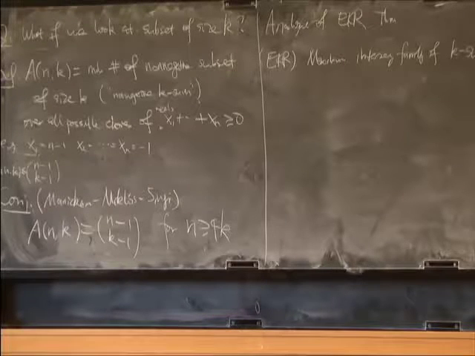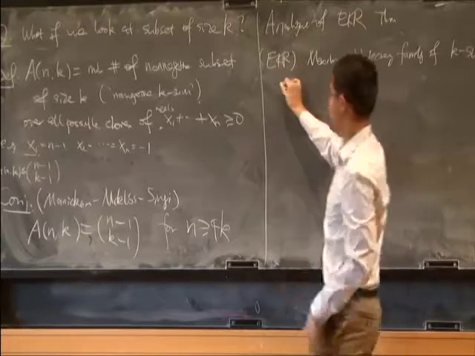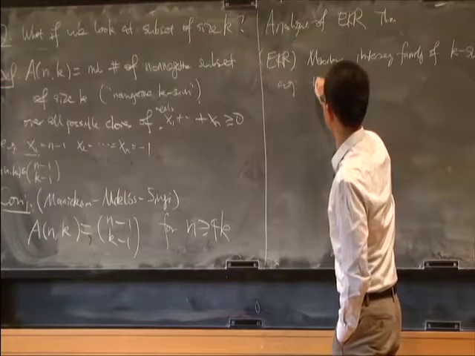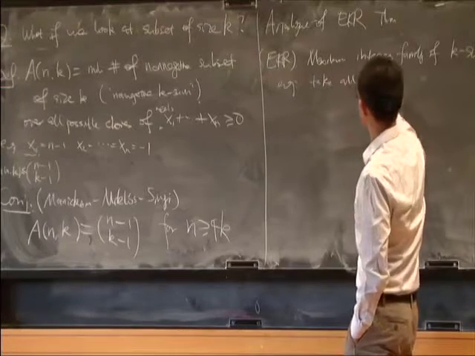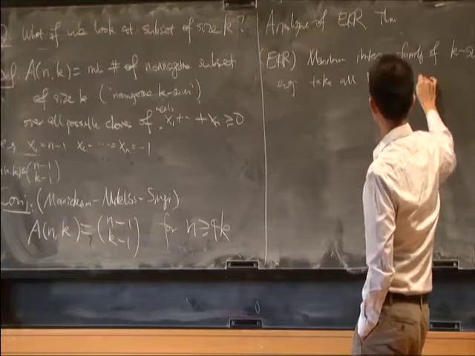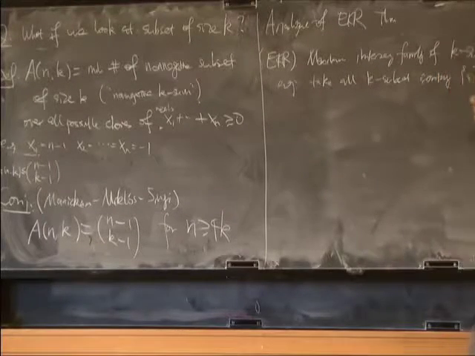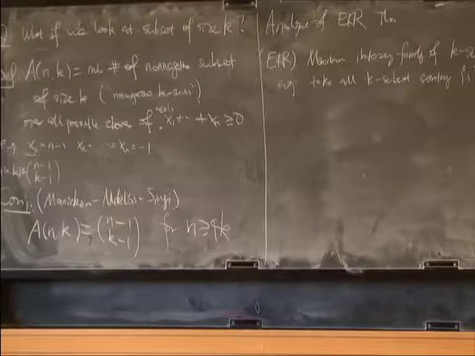An intersecting family is one where every two subsets intersect. And the example is very similar. We just take all the k-subsets containing the first element, for example. Then we get n minus 1 choose k minus 1. Because all of them contain 1, the intersection always contains 1.